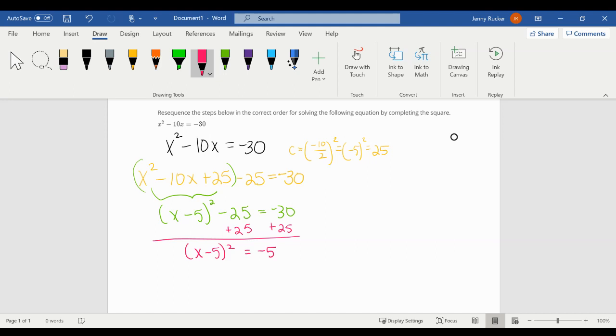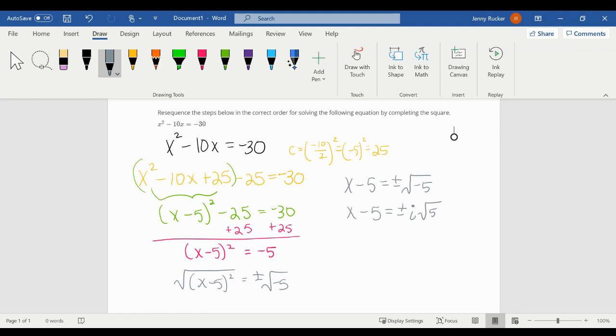Now that we've isolated the squared term, we are going to take the square root of both sides, and that will undo that square. Okay, so that's going to leave us with x minus 5 is equal to plus or minus the square root of negative 5.